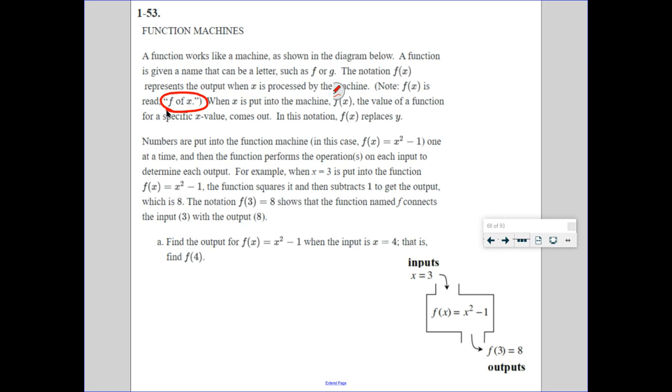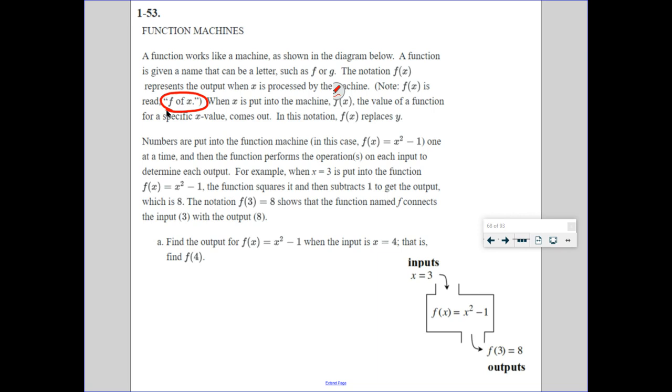Numbers are put into the function machine, in this case f of x equals x squared minus 1, one at a time. And then the function performs the operation or operations on each input to determine each output. For example, when x is 3 is put into the function, f of x equals x squared minus 1, the function squares it. What's it? 3. 3, and then subtracts 1 to get the output, which is 8. The notation f of 3 equals 8 shows that the function named f connects the input 3 with the output 8. So f of x gives a specific connection between one input and one output, or maybe multiple if there are multiple answers.